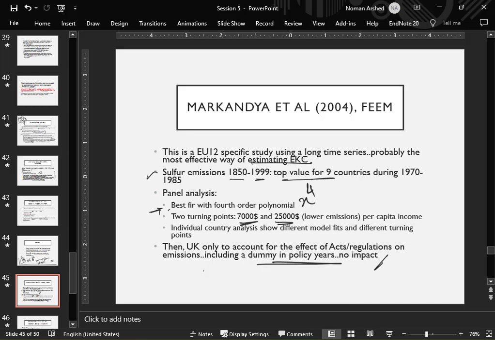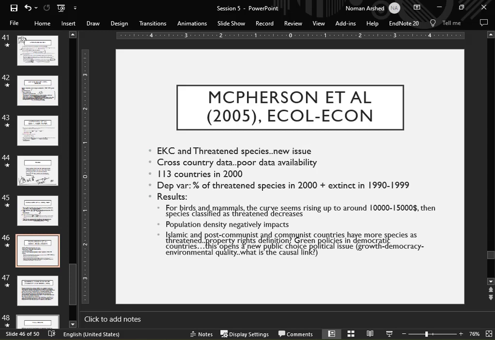Okay, now we are going to our conclusion. A study by McPherson et al. in 2005 in Ecological Economics created an EKC with threatened species as a dependent variable. Data was available for 100 countries up to the year 2000. So it's cross-country data, not panel data. The dependent variable was species threatened in 2000 or extinct earlier.